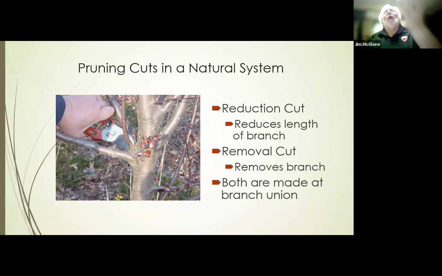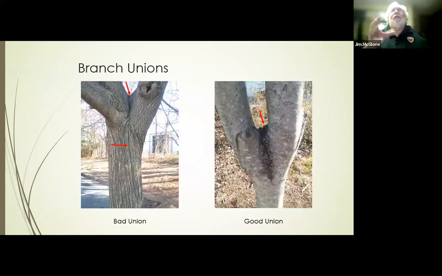So in the picture, I'm doing a removal cut because I'm cutting that small branch off of the larger branch. And by branch union, this is what I mean. And as I said, there are two types of branch unions. For now, we're going to talk about making cuts at good unions.